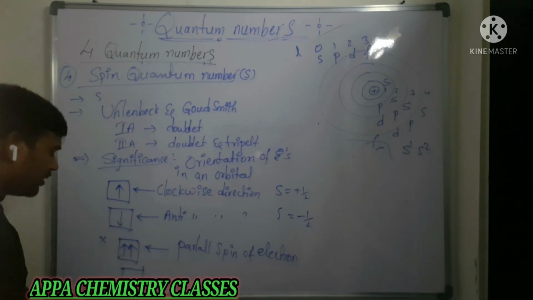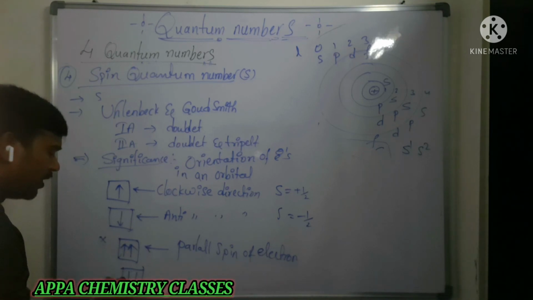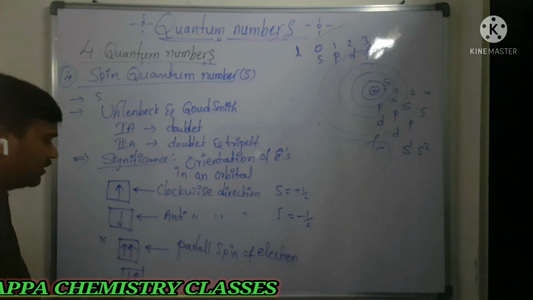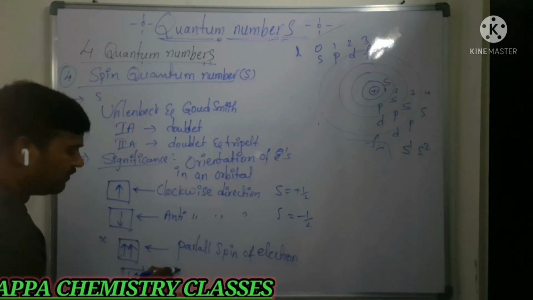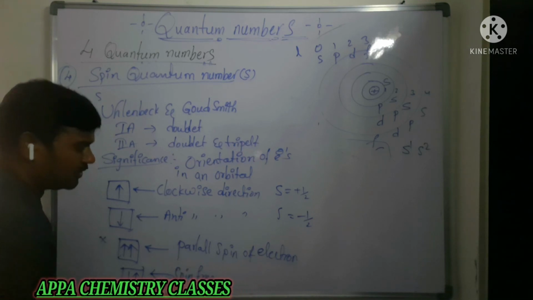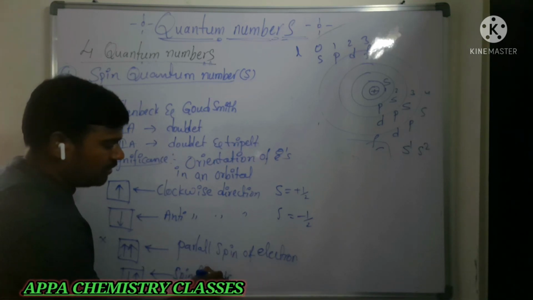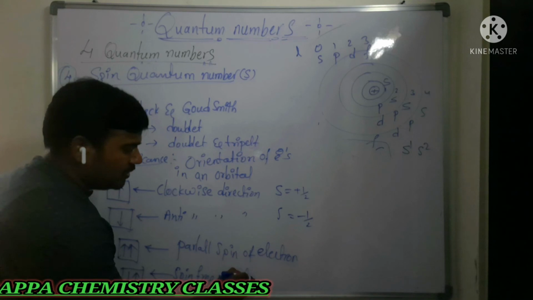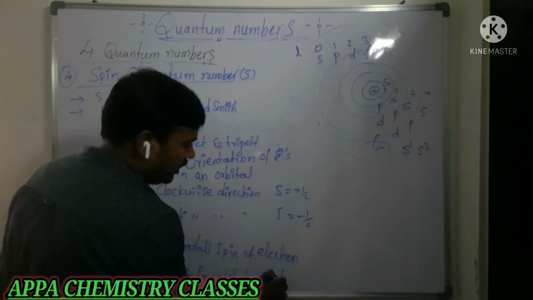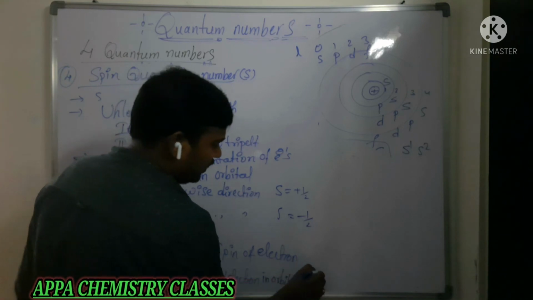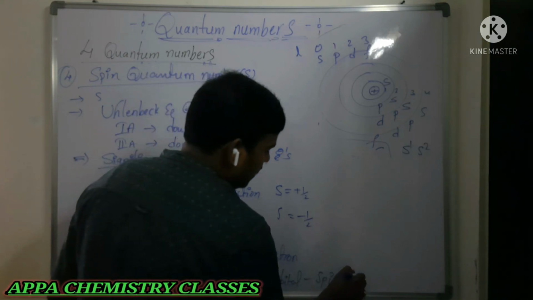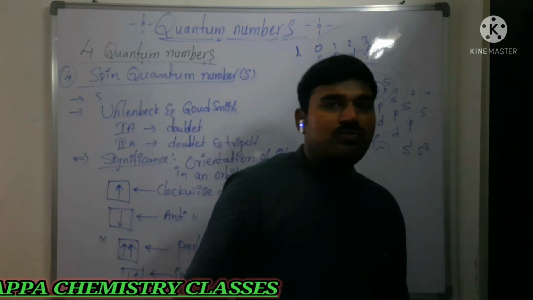So the correct way is that one should be in the upward direction and another should be in the downward direction. Then it is called spin paired, the spin pairing of electrons in an orbital. Okay? Is that clear? Those are the 4 quantum numbers.